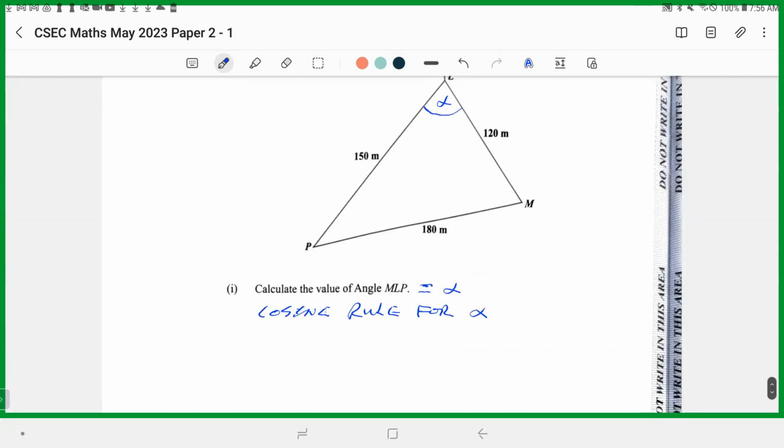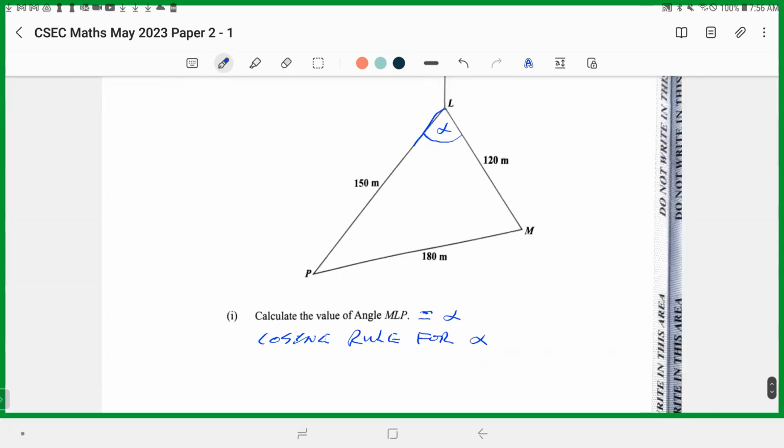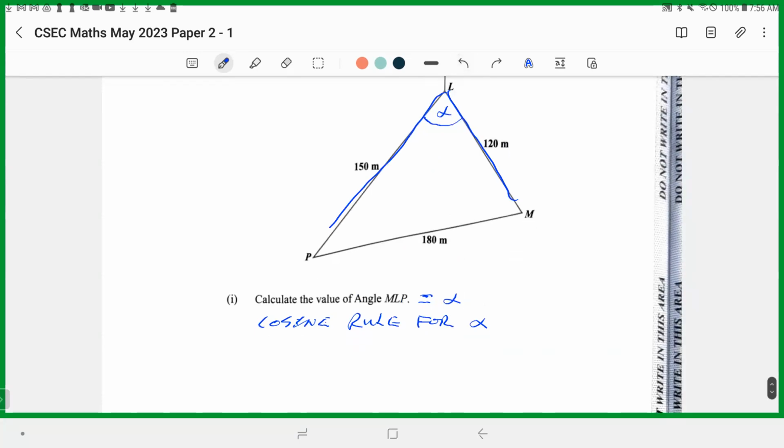So you start like Pythagoras' theorem. These are your two sides, and this is the angle in between. The side opposite the angle is that one, so that becomes the subject. So it's 180 squared equals 150 squared plus 120 squared. That's like Pythagoras' theorem. Then you subtract a piece. So it's 2 times 150 times 120 and the cosine of the angle between them, which is alpha. I'm going to be solving for alpha.